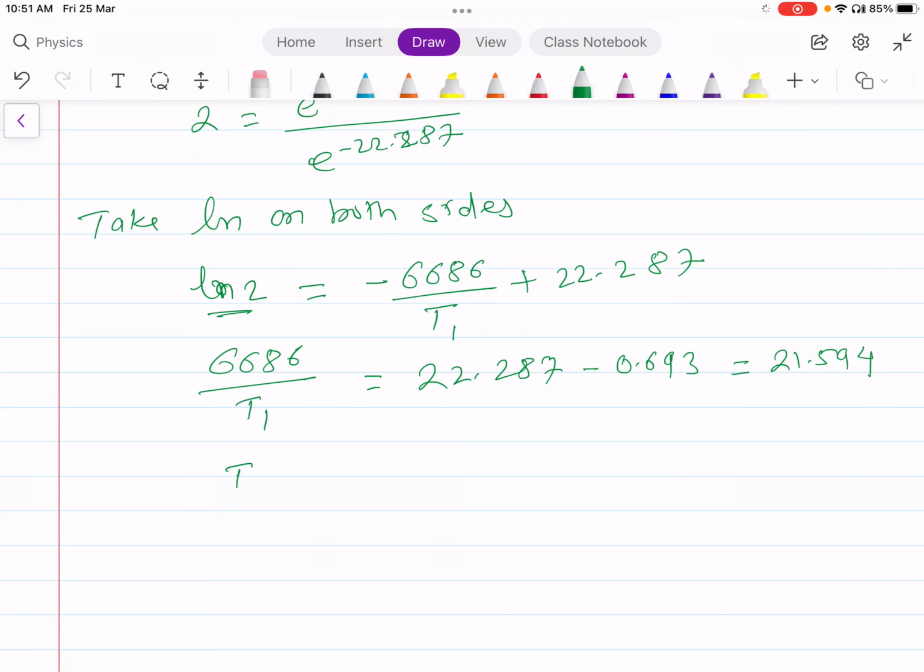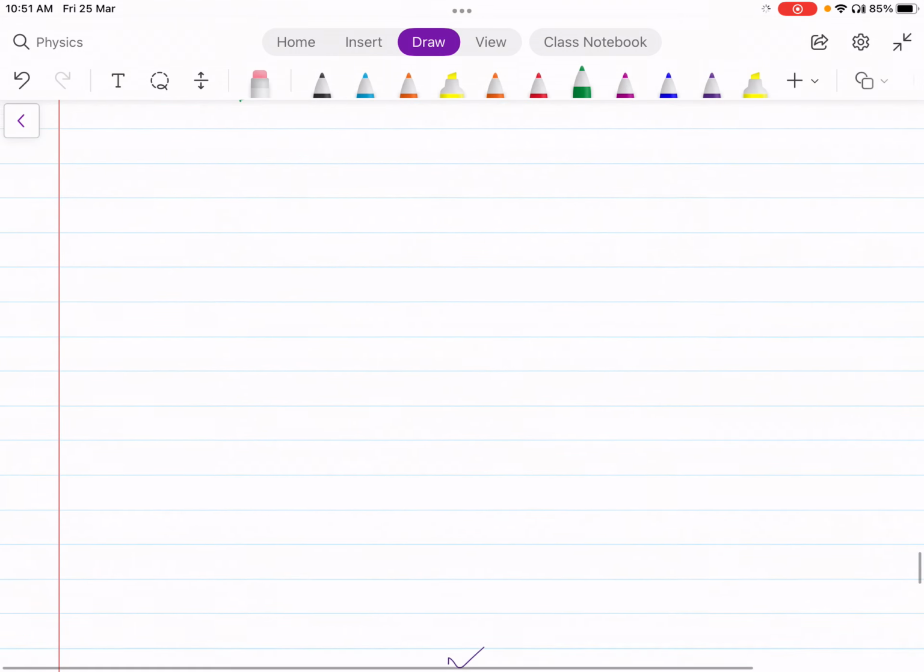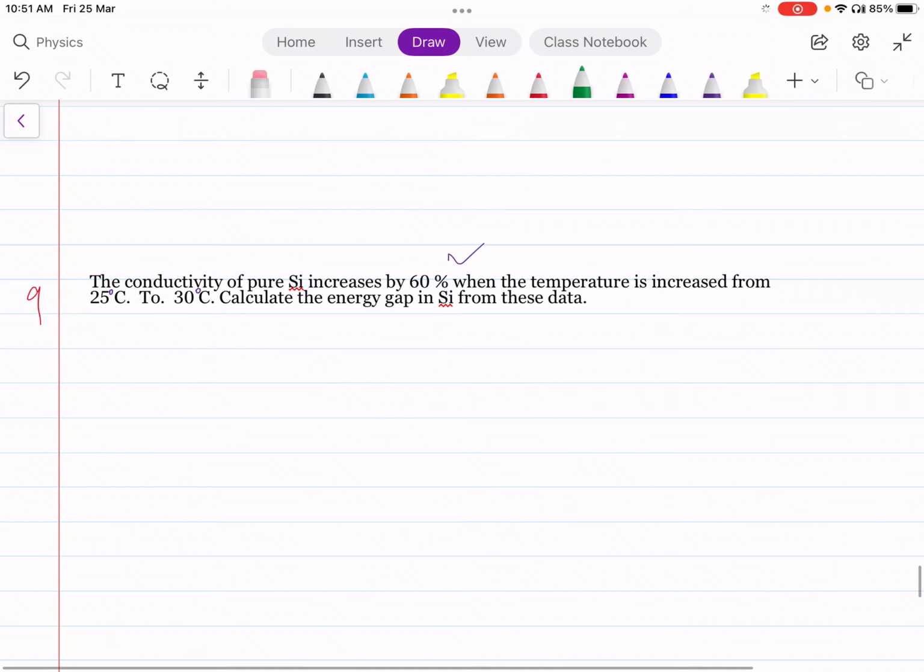So T1 is 6686 upon 21.594, that comes around 309.6 Kelvin. So temperature is 309.6 Kelvin when electron concentration doubles. Let's go to the next problem.